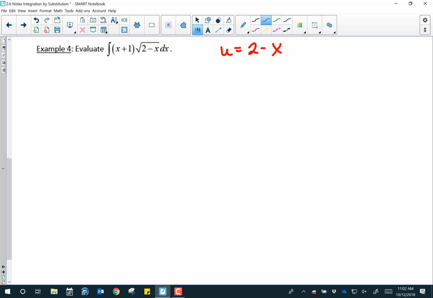All right. So if U is 2 minus x, because that's our inner function that we see, our next step is to find du. Du is negative dx. Here's the problem. In that other factor, the x plus 1, I have an x, and my dx doesn't have an x in it. That's a problem. We can fix it, but it's different than the other ones that we've done.